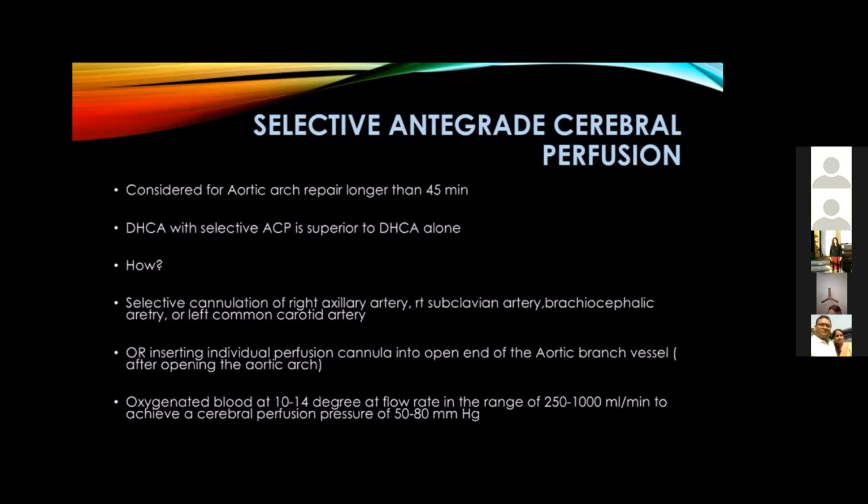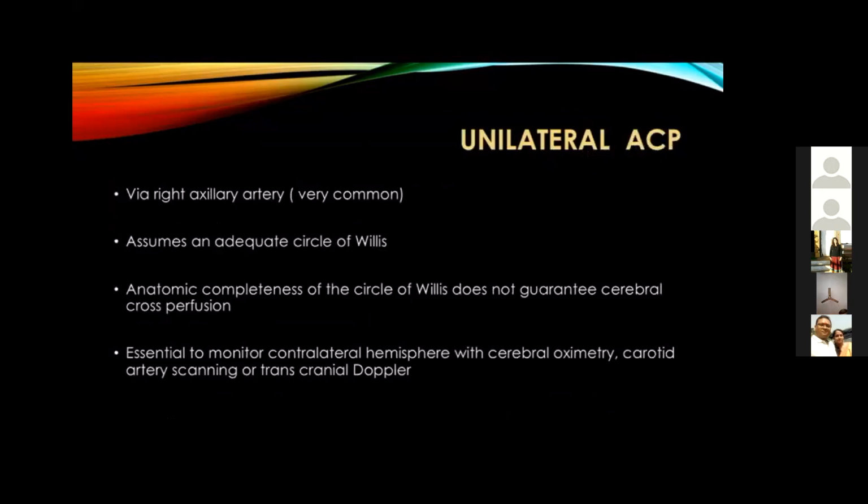And initially they also definitely put a cannula either in the axillary artery, the subclavian artery, or the brachiocephalic artery. Oxygenated blood at 10 to 14 degrees is given at a flow in the range of 250 to 1000 ml per minute to achieve a cerebral perfusion pressure of 50 to 80 millimeters of mercury, because this cerebral perfusion pressure we should monitor in the right radial artery.